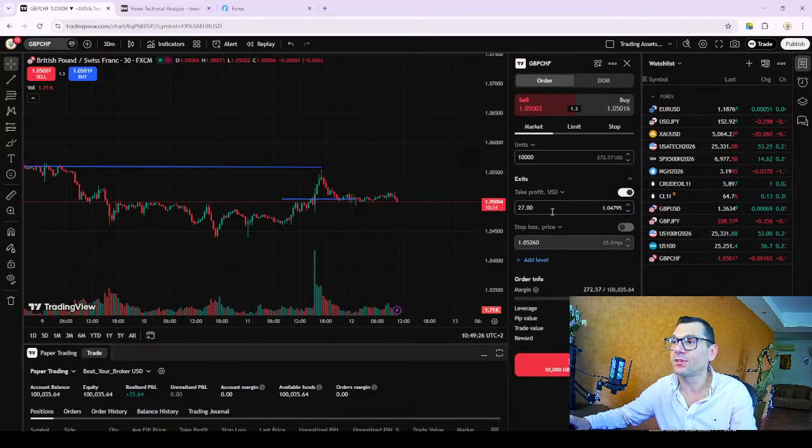So if I put $27, I can see that my trade will close when the exchange rate goes down from 105.99 to 104.78. You understand? That's what I'm going to do, and my trade will close automatically.